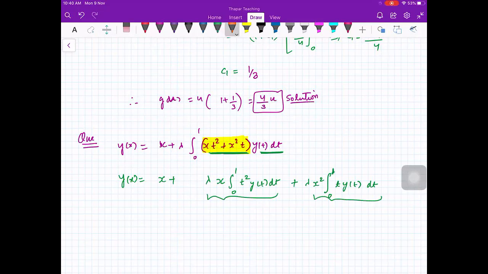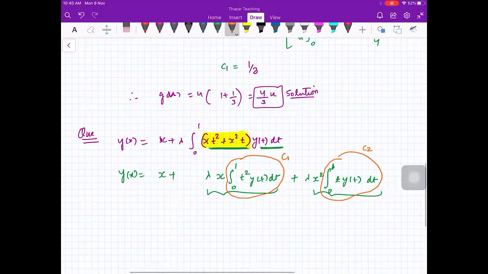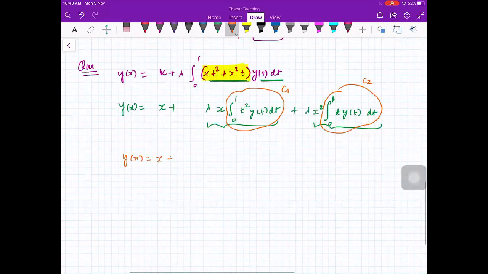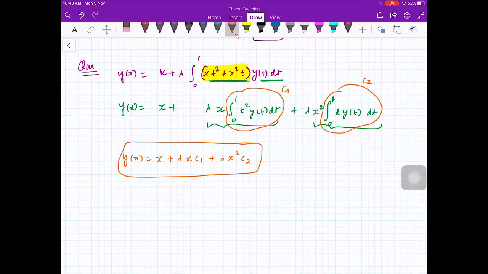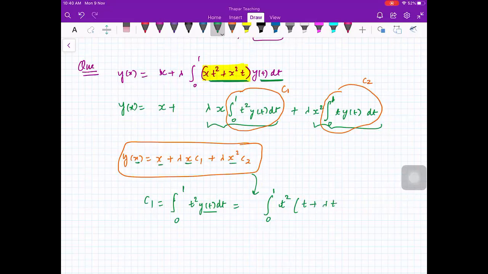Okay. Now you will call this term C1, whatever name you want to give it. You will call this C2. Fine. So you have y of x is equal to x plus lambda x C1 plus lambda x square C2. Clear? And then you have C1 is equal to the integral 0 to 1 of t square y(t) dt. So here you will put this value of y(t). So you have 0 to 1 t square. So this is y of x. If you want to write y(t), you will replace x with t. So that will be t plus lambda t C1 plus lambda t square C2 dt.